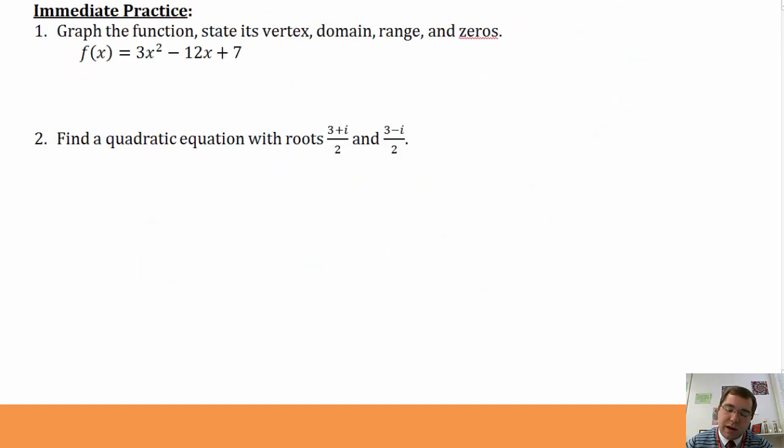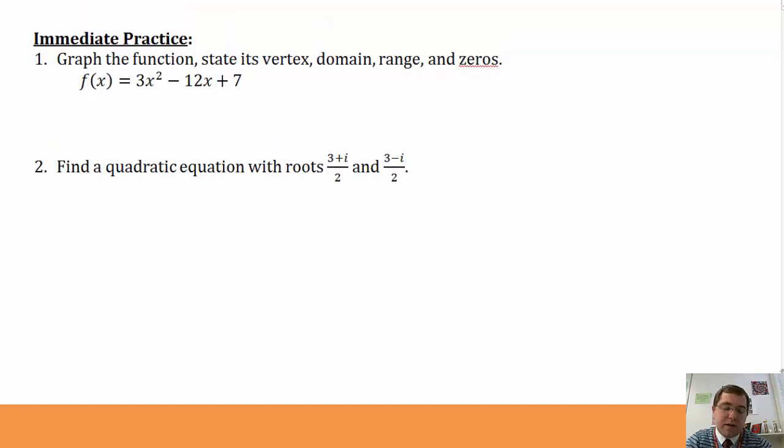Here are your immediate practice problems. Graph the function, state its vertex, domain, range, and zeros, just like our earlier examples, and then find a quadratic equation with roots 3 plus i over 2 and 3 minus i over 2. That should be just like example number 4. That's the end of section 7.6 and 7.7.